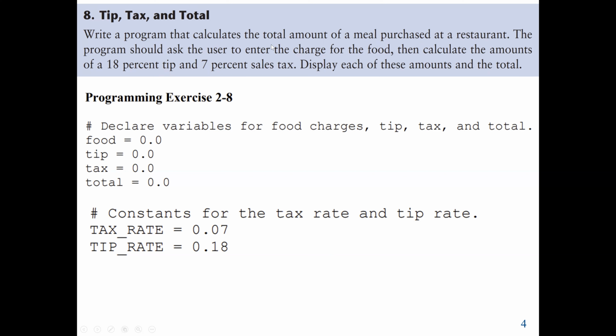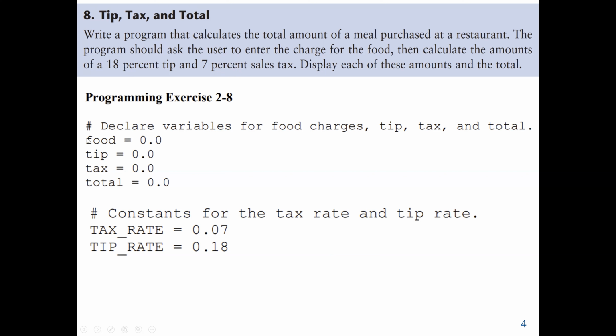So whatever the amount is, let's say we purchase the food for $10, we are going to pay 18% of that amount as a tip, which will be $1.80, and then 7%, which will be somewhere around 70 cents for the sales tax. So let's look at the code.